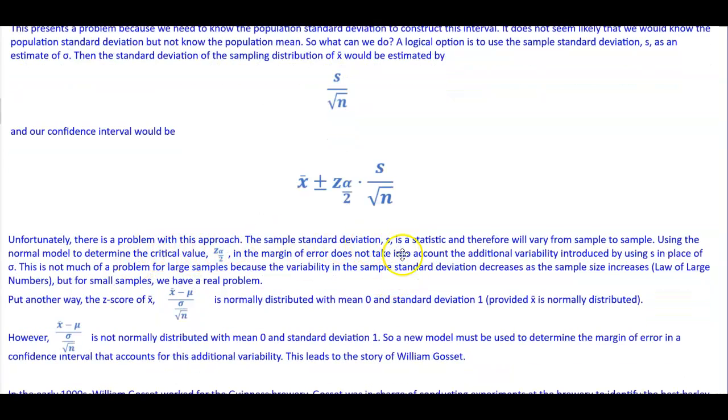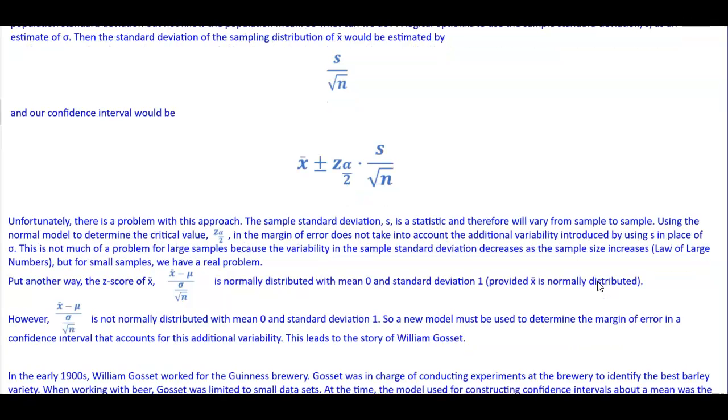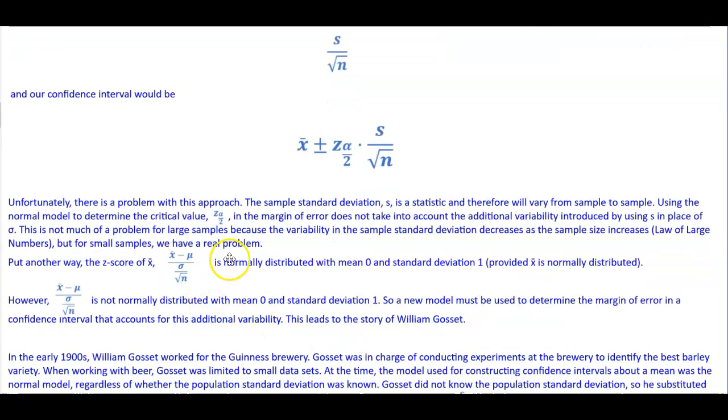The sample standard deviation s is a statistic and therefore will vary from sample to sample. Using the normal model to determine the critical value z in the margin of error does not take into account the additional variability introduced by using the sample standard deviation in place of the population standard deviation. This is not much of a problem for large samples because the variability in a sample standard deviation decreases as the sample size increases due to the law of large numbers. But for small samples, we have a real problem.